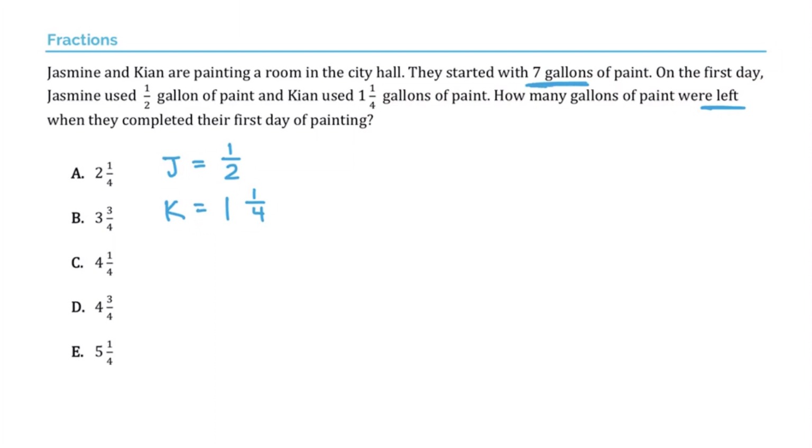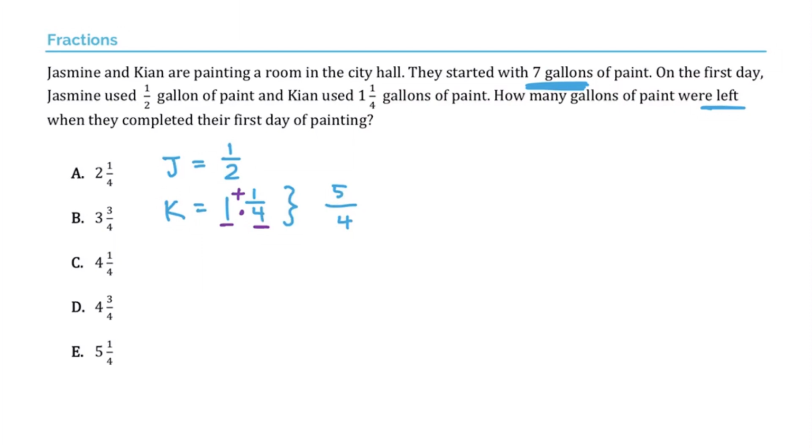So we're going to have to start with the 7 gallons that they had in the beginning, take away the half a gallon that Jasmine used, take away the 1 1/4 gallons that Keon used, and see how much we have left. So the first thing I want to do is convert Keon from 1 1/4 to be just a single fraction. So remember that what you're going to do is you do 4 times 1, so you do a multiplication there. 4 times 1 is 4, and then we do plus what's in the top, which is plus 1. So 4 times 1 is 4, plus 1 is 5 on top, and then we keep the denominator the same. So 1 1/4 is the same thing as 5/4.